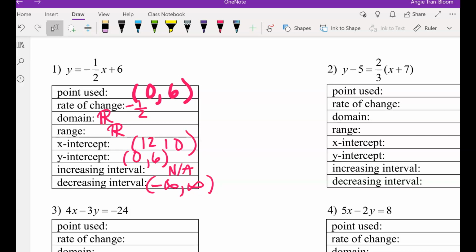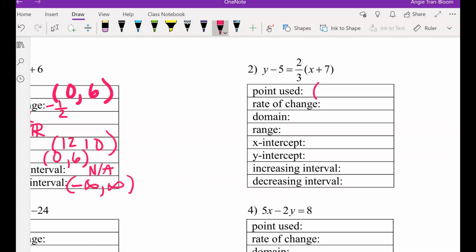All right. Number 2, point used. What point did we use? Yes, (-7, -5). Beautiful. Do we know the slope? 2/3. You're right. What is the domain of that line on number 2 that we graphed on the previous page? All real numbers. What's the range of that line that we graphed on number 2 of the previous page? Also all real numbers.